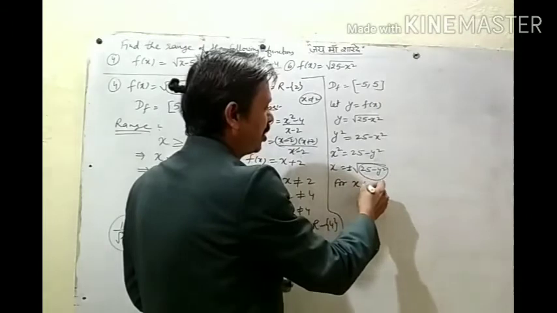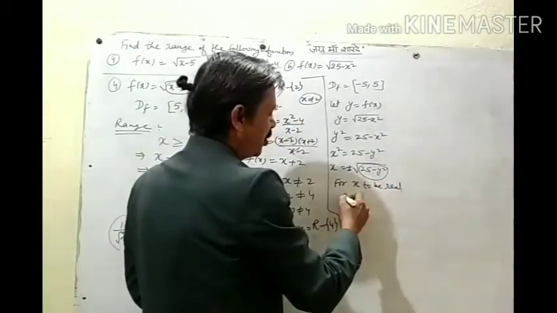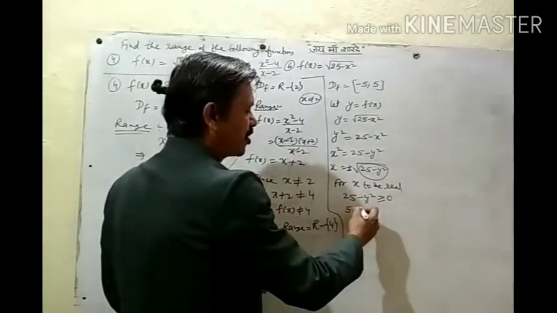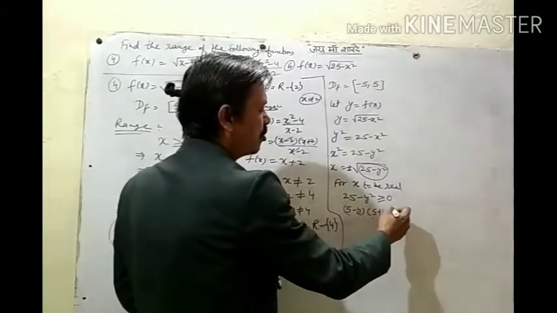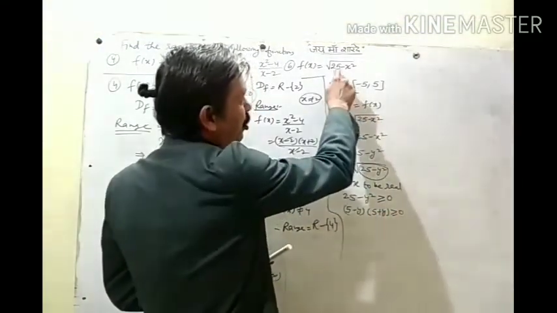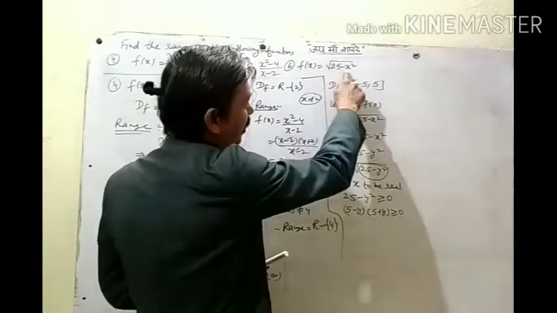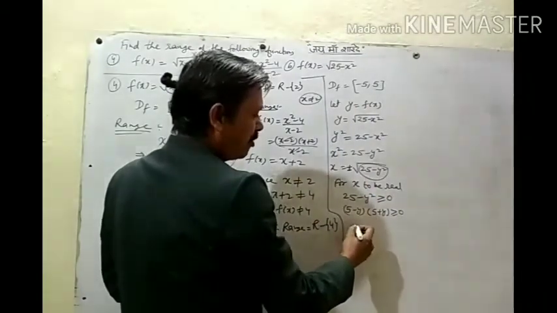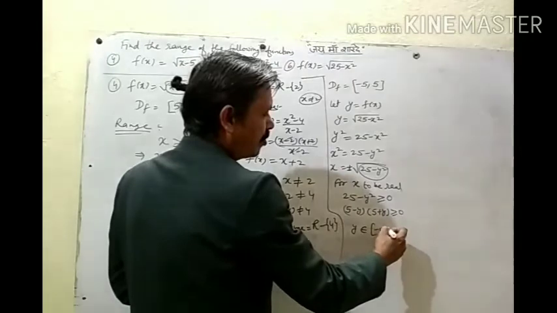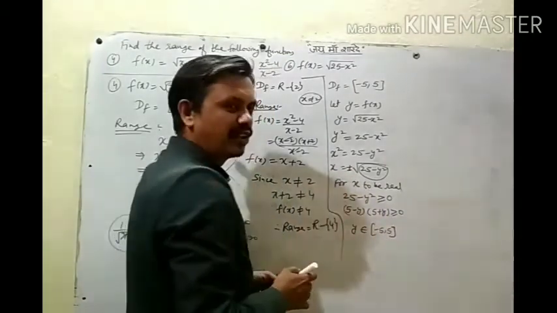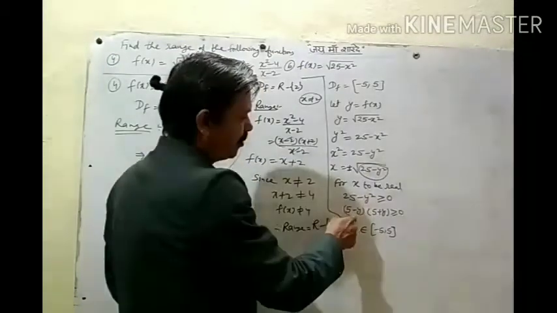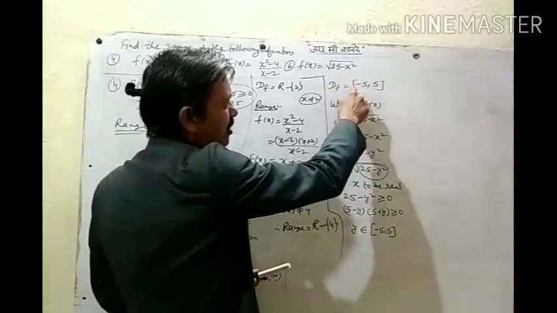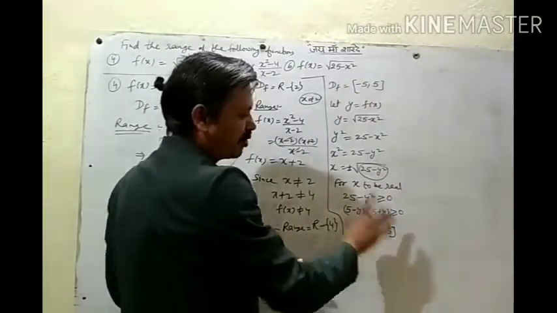For x to be real, 25 minus y square should be more than or equal to 0. Then the same thing, 5 minus y times 5 plus y is more than or equal to 0. For the domain, we got the same thing: 25 minus x square is more than or equal to 0. Now x is replaced by y. So we can say y will be in this interval minus 5 to 5. The only difference is that x square becomes y square, so whatever domain we got there, we get the same here. So y is from minus 5 to 5.